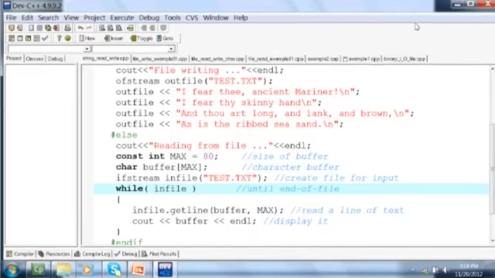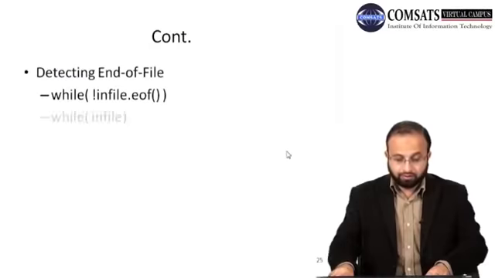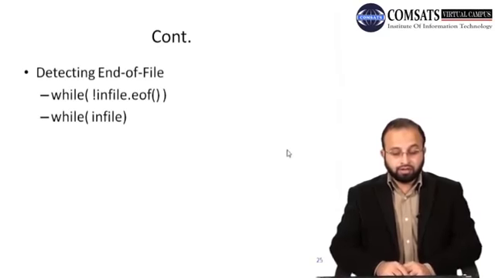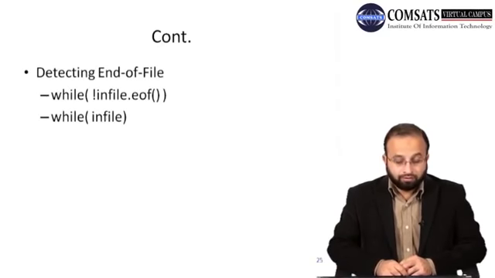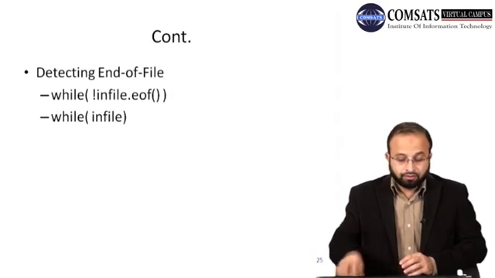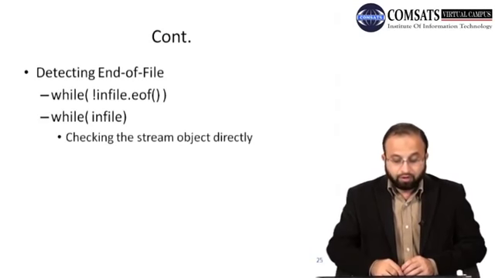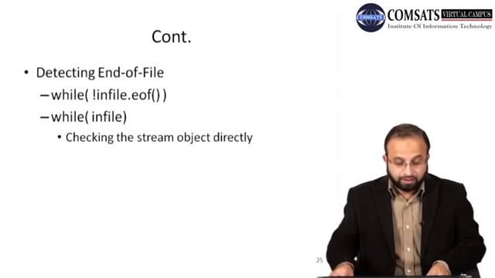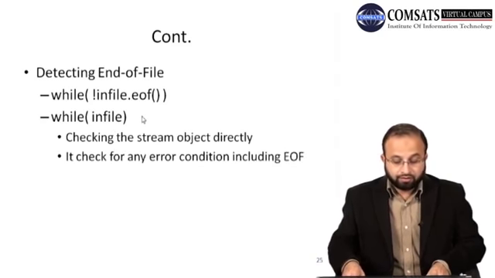So let's go back to the slide. We can use either not in file.eof or we can use while in file. So it will check the stream object directly. In the second while loop, it will check the stream object directly, and it checks for any error condition, including end of file. So end of file में भी वो error occur हो जाएगा. So अगर error occur हो जाएगा, it will return false.